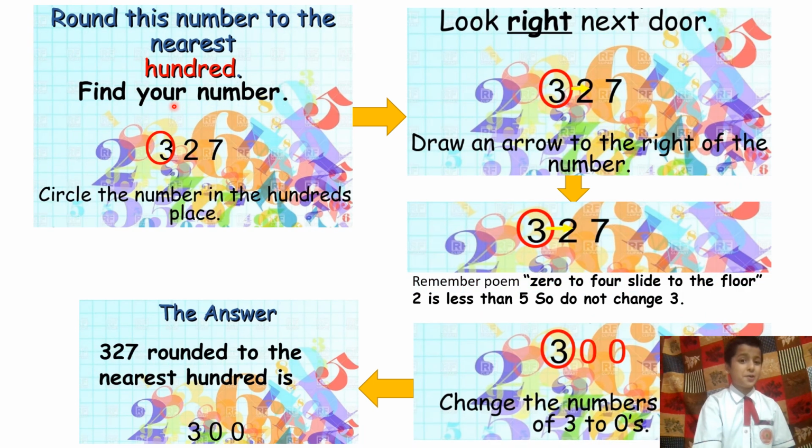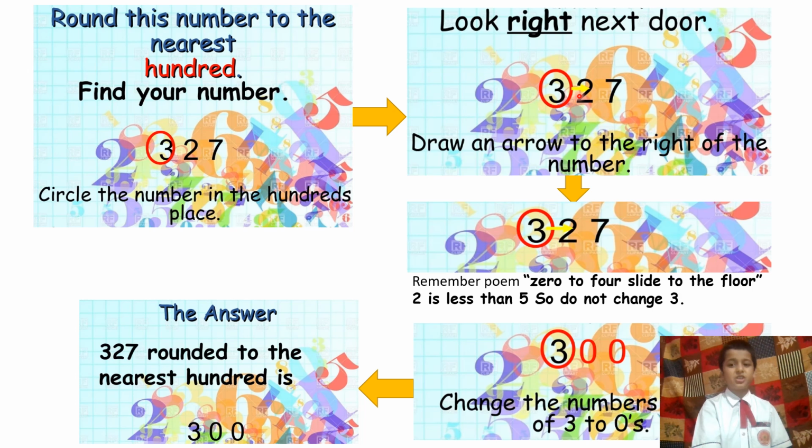Round 327 to the nearest 100. Circle the number in the hundreds place. Which number is in the 100 place? It is 3. Look right next door of 3. That is 2. Remember the poem. 0 to 4, slide to the floor. 2 is less than 5, so do not change 3.